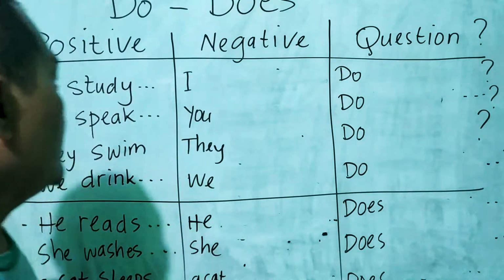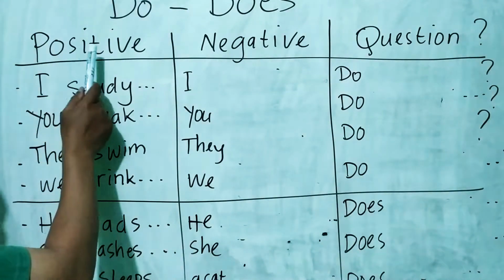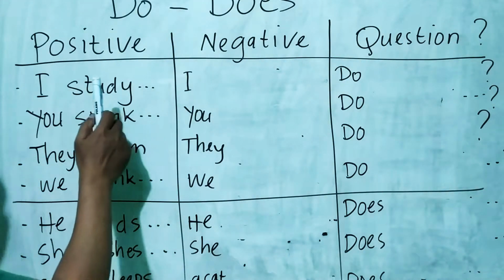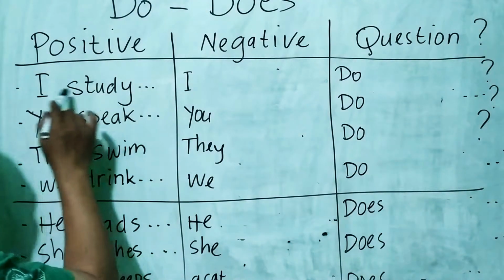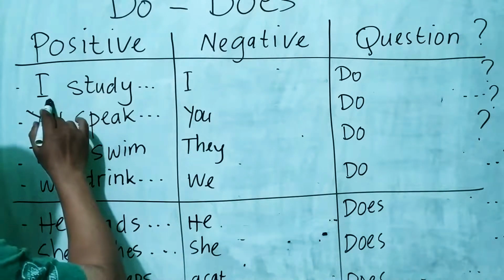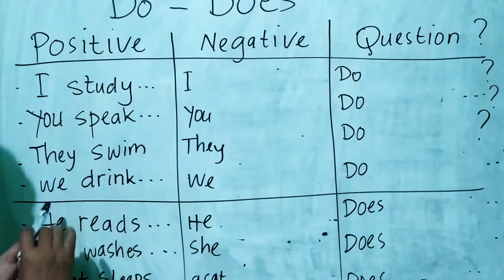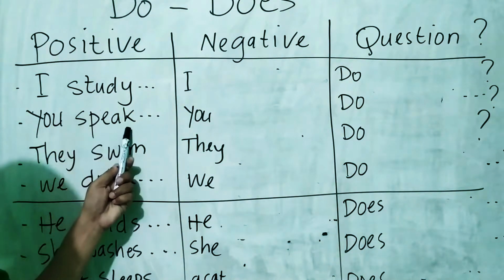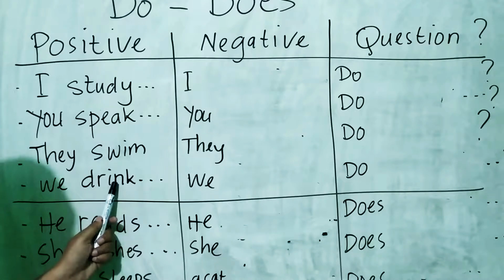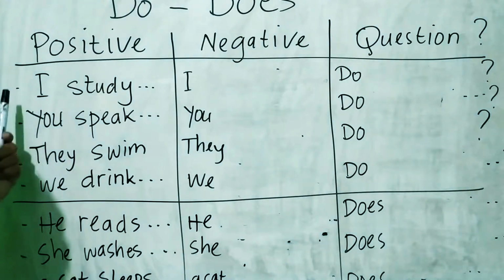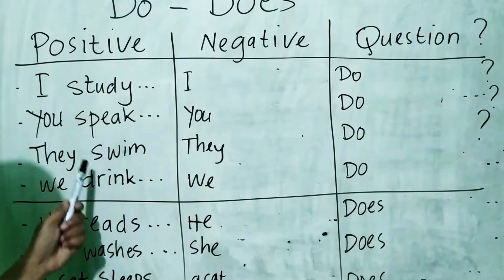Let's go. Okay, from positive first. There are three kinds of scenario: positive, negative, and question. We will start with the positive using I study. If the subject is I, the verb will be study without S, not studies. You speak, not you speaks. They swim, and we train. So if the subject is I, you, they, or we, you can put the verb without S.